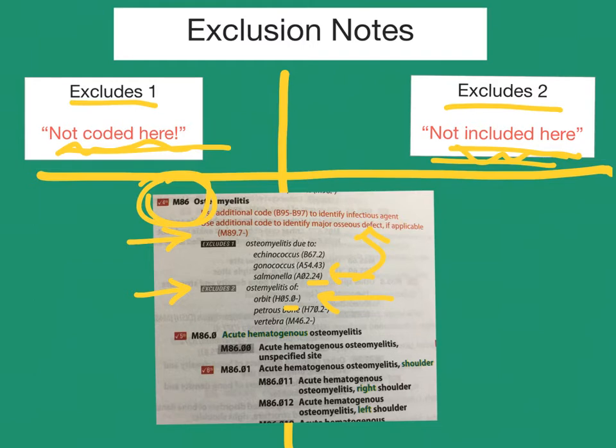However, the two codes could be used together at the same time. You could have an M86 code coded at the same time as this H05 code for the orbit. That does not hold true for the excludes one note codes.